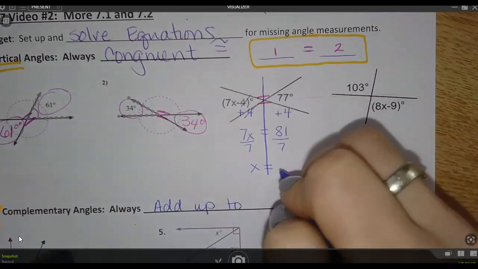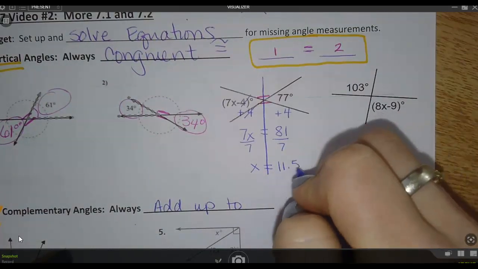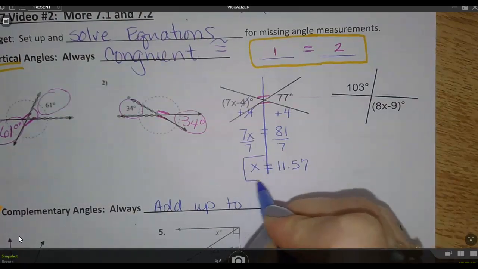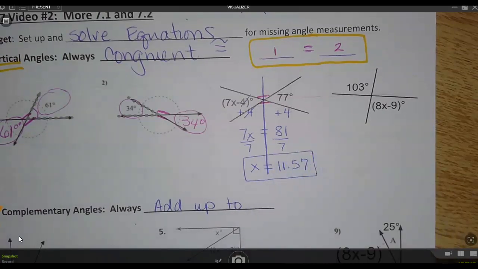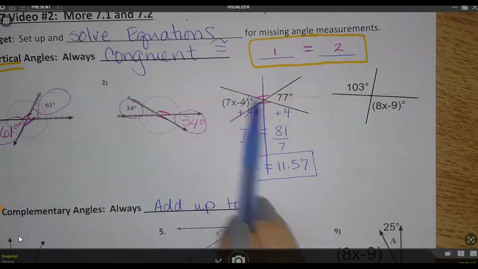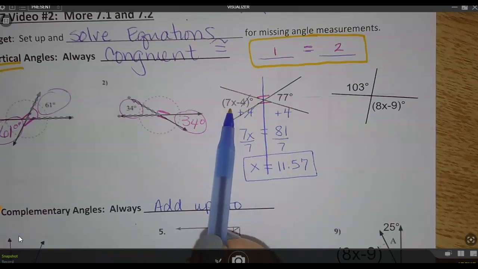So I did that and I got 11.57. Now, usually we would hope to get a nicer number, but that's fine. Decimals happen. Here we go. That is the value of x. Okay? So let's check it. How big is this angle? If x is 11.57, let's plug it back in and make sure.